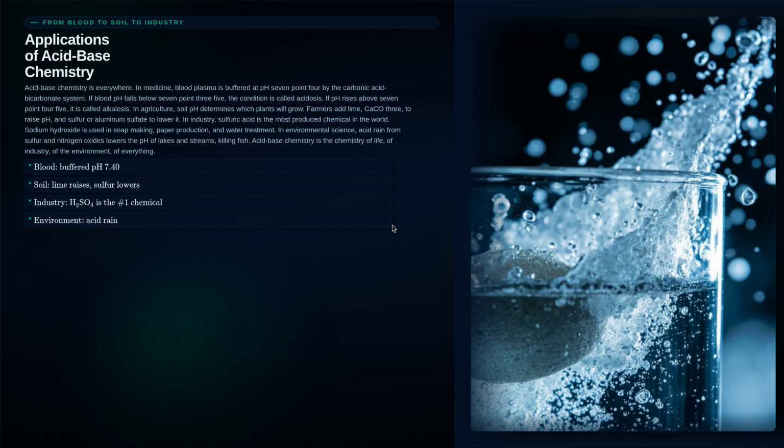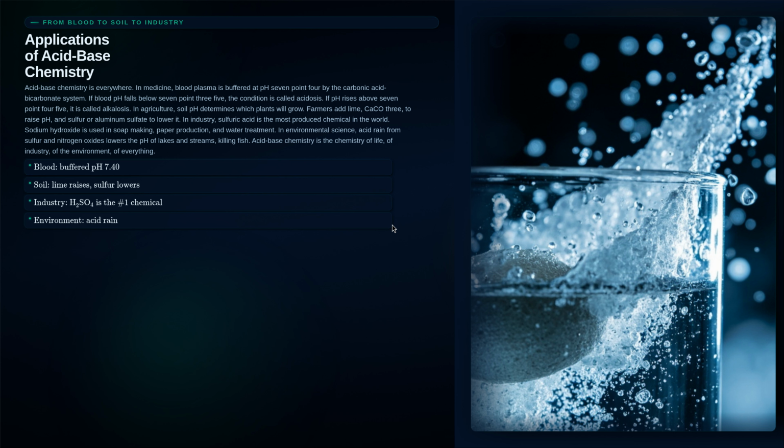Acid-base chemistry is everywhere. In medicine, blood plasma is buffered at pH 7.4 by the carbonic acid bicarbonate system. If blood pH falls below 7.35, the condition is called acidosis. If pH rises above 7.45, it is called alkalosis. In agriculture, soil pH determines which plants will grow. Farmers add lime, CaCO3, to raise pH, and sulfur or aluminum sulfate to lower it.